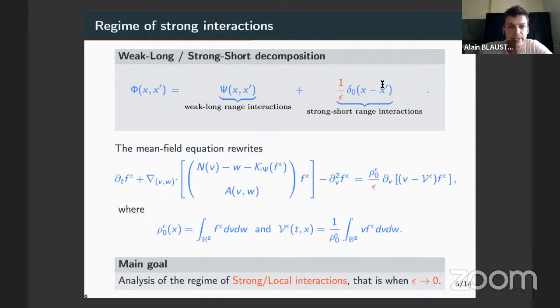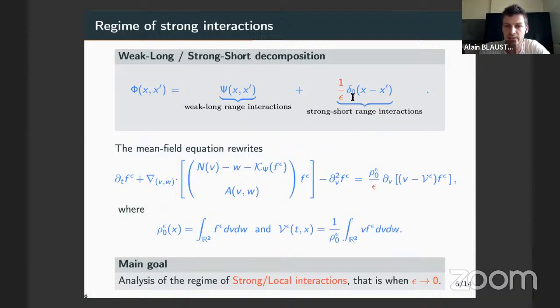So what we say is that the interactions between neurons are divided in two categories. The first category is weak long-range interactions. We say that they have long range, but they are weak in the sense that this interaction kernel psi is more regular or smooth, in a sense that needs to be made precise.